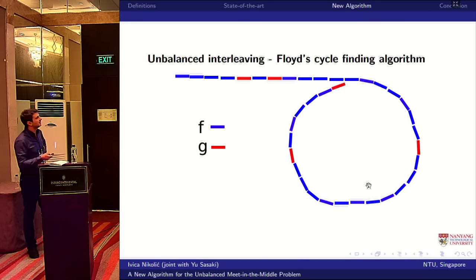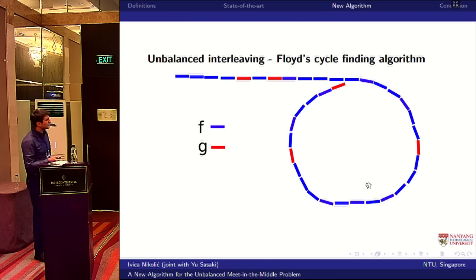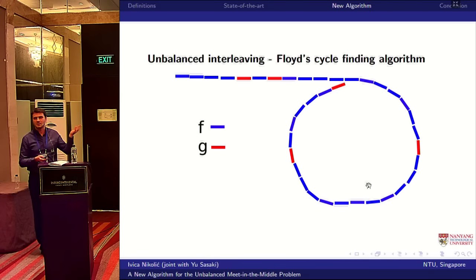Why don't we use this as a new algorithm for the search of unbalanced collisions? But the reason is, you can see the complexity of this algorithm: one cycle finding costs square root of n, and we have to repeat this R times. So the complexity is R times square root of n. But optimal time complexity was square root of Rn. So we kind of add a factor of square root of R to the time complexity. So this is not optimal. We need some more advanced ideas.